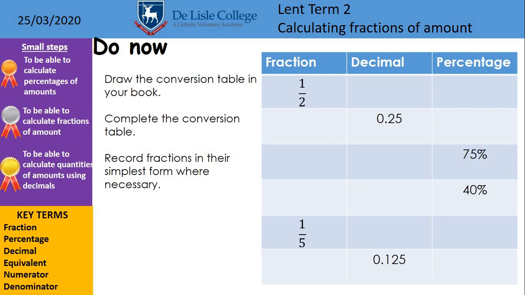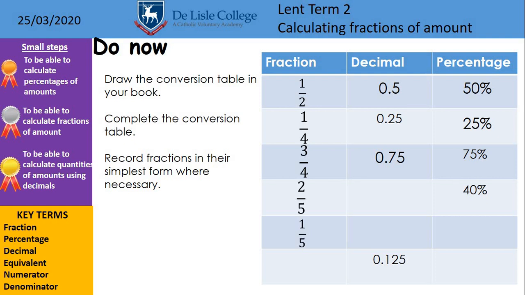So for a half, the equivalent decimal, hopefully you know, is 0.5. Multiplying this by 100 gets you 50% as a percentage. For 0.25, hopefully you remember that this is a quarter, which is also equivalent to 25%. For 75%, this is equivalent to 3 quarters, which is 0.75 as a decimal. Remember, to get from a percentage back to a decimal, we divide by 100.